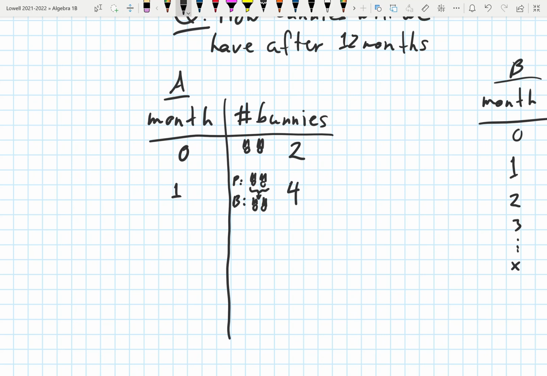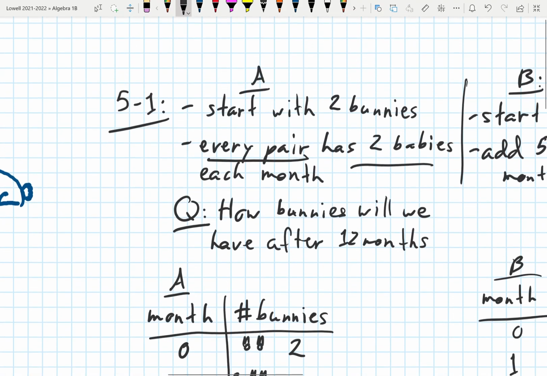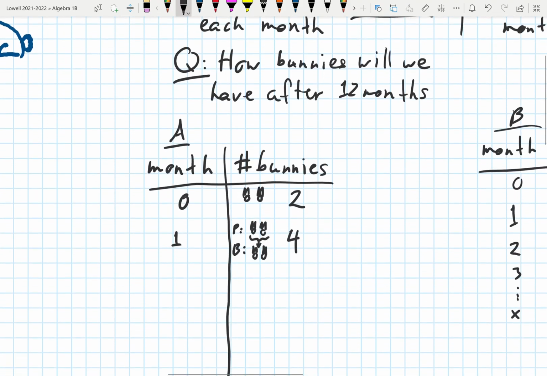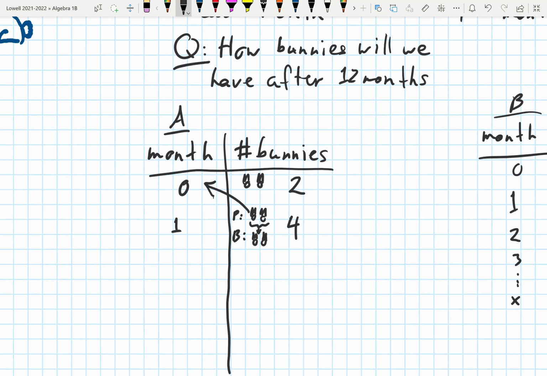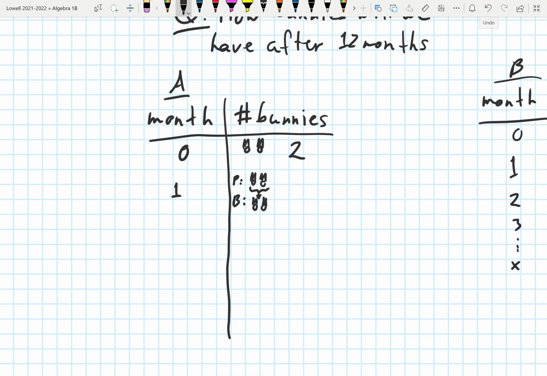Just pause a second there to make sure we understand that. Again, it says every pair of bunnies has 2 babies. It does not mean that this bunny has 2 and then this one has 2 more. That's not what that means. There was a little bit of confusion in that in class. Okay, oops, sorry about that.